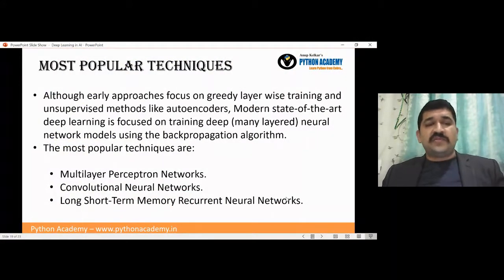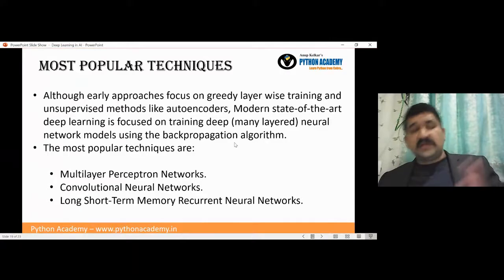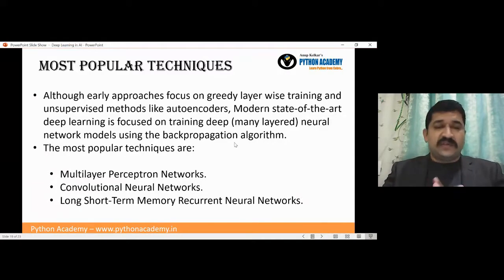So what are the most popular techniques used for this purpose? Early approaches focused on greedy layer-wise training and unsupervised methods like autoencoders, which were very famous, but now that is going lower. Modern state-of-the-art deep learning is focused on training deep, many-layered neural network models using backpropagation. So now we have the combination. We have many-layer algorithms with a lot of neural networks which go in with backpropagation. So once we have backpropagation, a lot of output will come up.